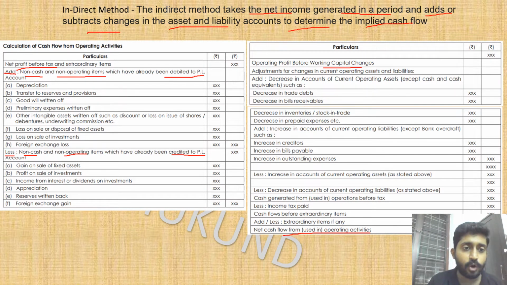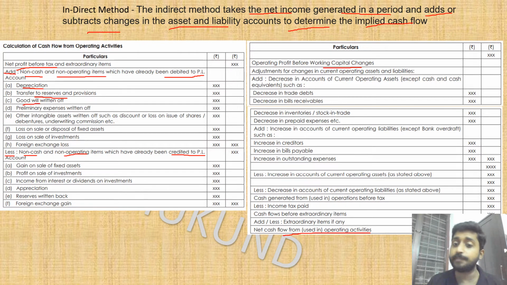Now we will see what has been debited to the P&L. Already been debited, now we have to add back those things to the P&L net profit or net income for that period. Depreciation is a non-cash item, so we are adding that. Transfers to reserves and provisions that we have made for the current year all reduced your P&L balance. Now we are adding them back because those things are not a cash flow.